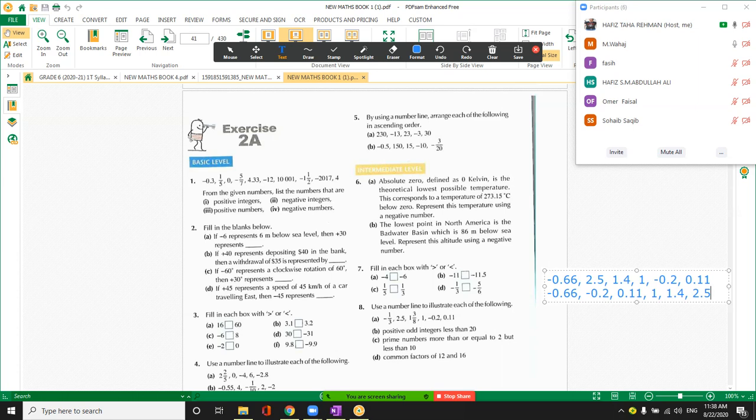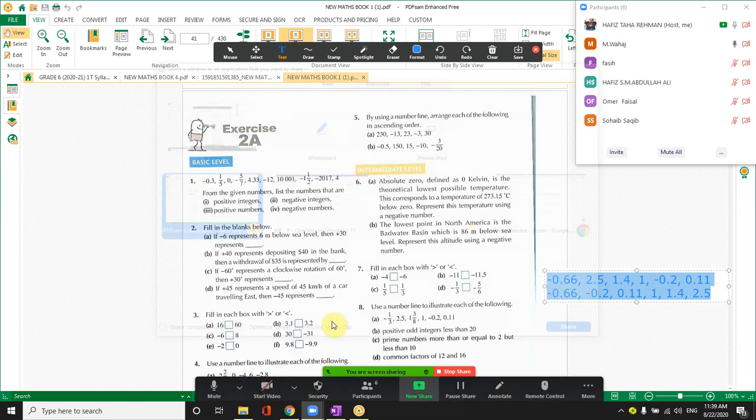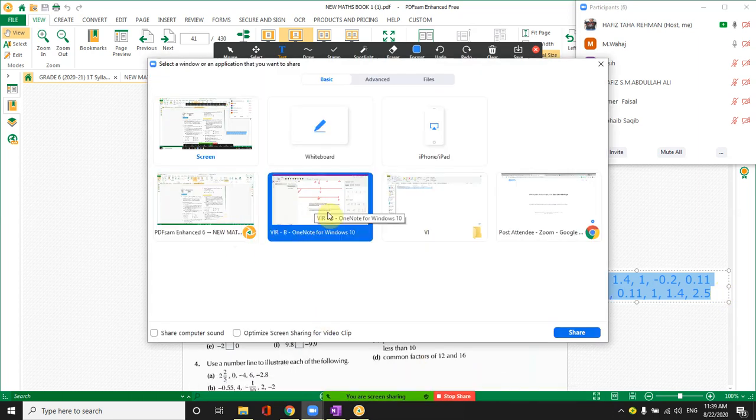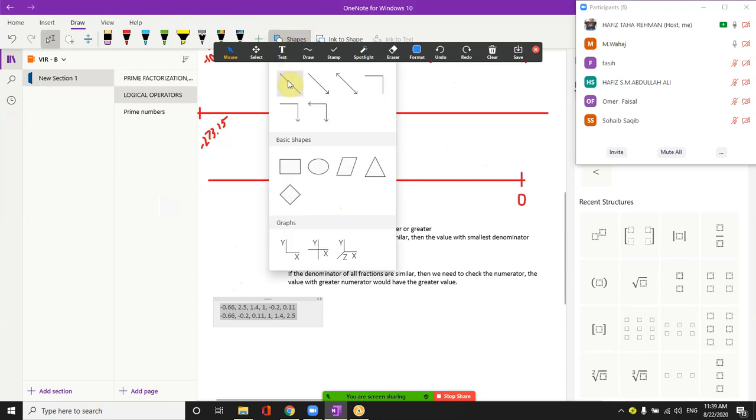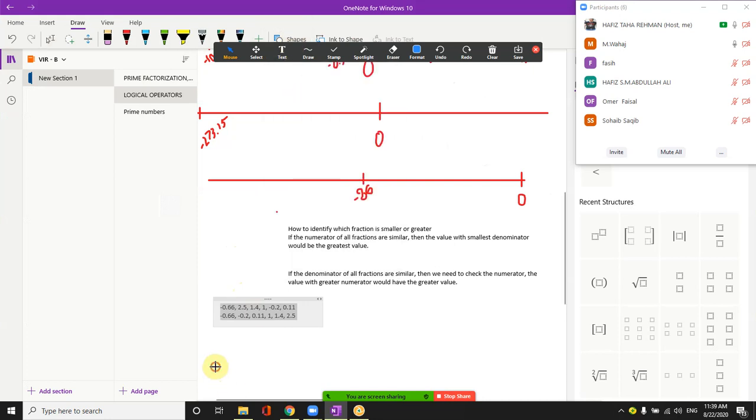Can you draw it? Bahaj, can you draw a line? Let me tell you how we can draw it. Wait. These are the values we have. And we need to draw these on a number line. So this is my number line.